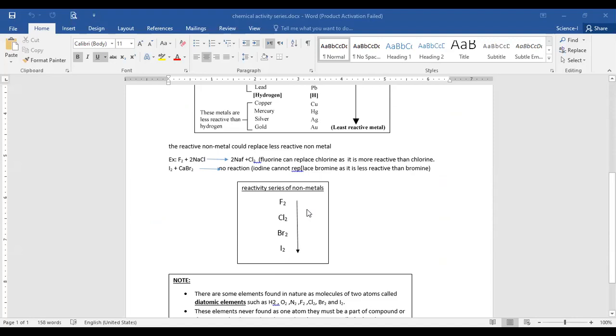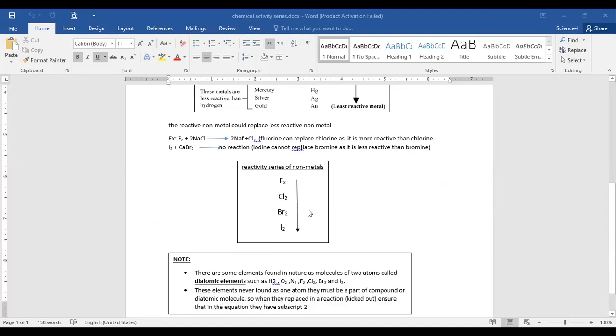Actually, non-metals also have a kind of rule, but the rule of the non-metals depends on their position in the periodic table. We find that for elements in the same column of the periodic table, as we move from top to bottom, their reactivity decreases. So we're going to take the example of one column of the periodic table, which we call the halogens, the most reactive non-metals.